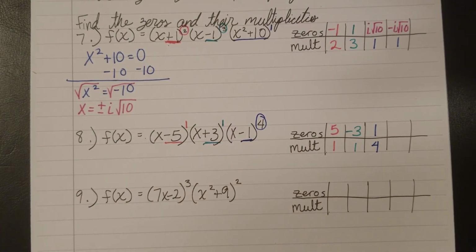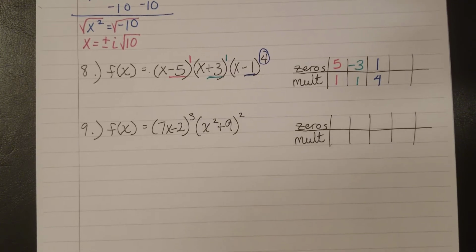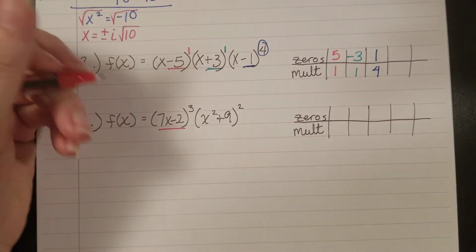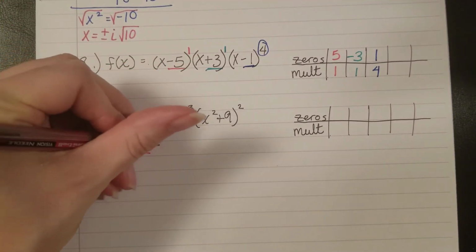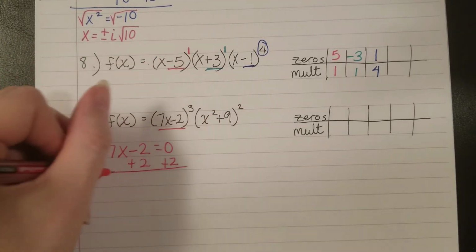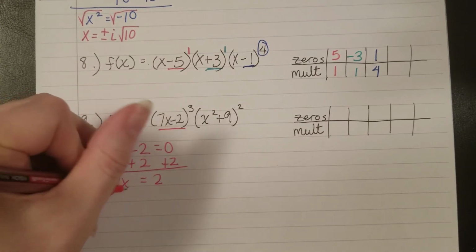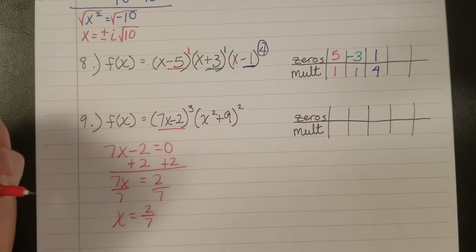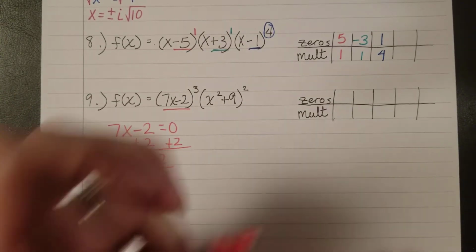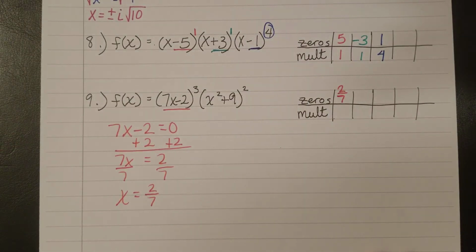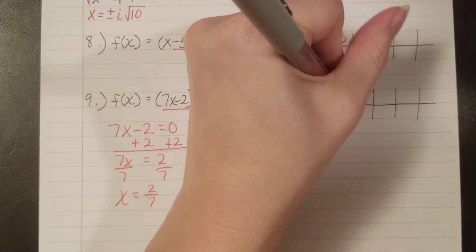All right, and then we have, let's see, number 9. Oh, this is kind of a funky one. All right, so let's set that equal to 0. 7x minus 2 equals 0. Let's solve it for x, so add 2 to both sides. 7x equals 2. Divide both sides by 7. So x is equal to 2/7. So that's the 0. We have a 0 of 2/7 with a multiplicity of 3.